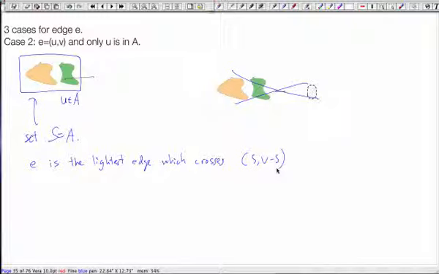So, in this case, we can set S to be the entire set A. Because in particular, this edge E has one of its endpoints in A, so therefore it has one of its endpoints in S, which means the other endpoint is not in S. And so E is clearly an edge that crosses this cut. And now it's also going to be the lightest edge which crosses this cut. Why is it the lightest edge? Now, there could be other edges that cross this cut, right? I haven't drawn them, but there could be other edges which cross this cut.